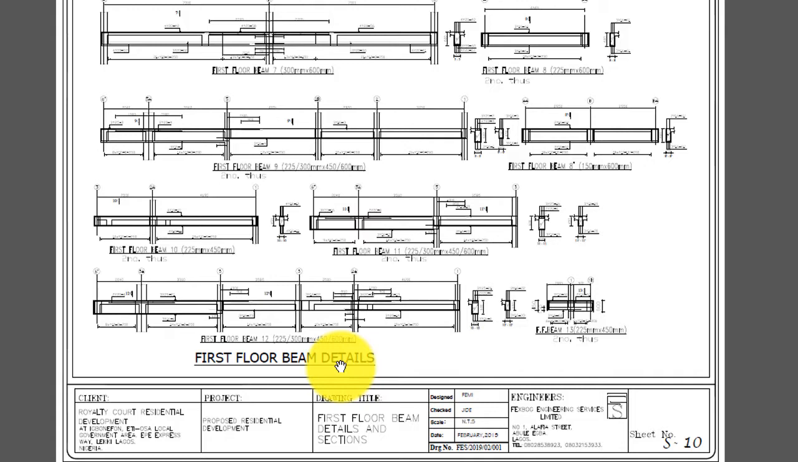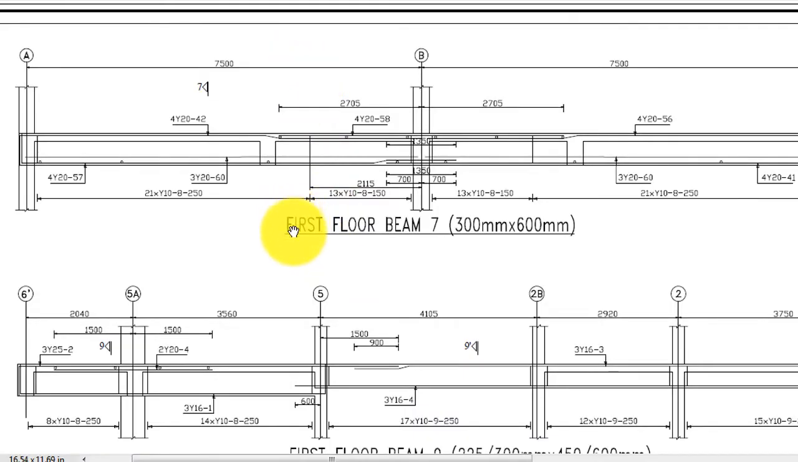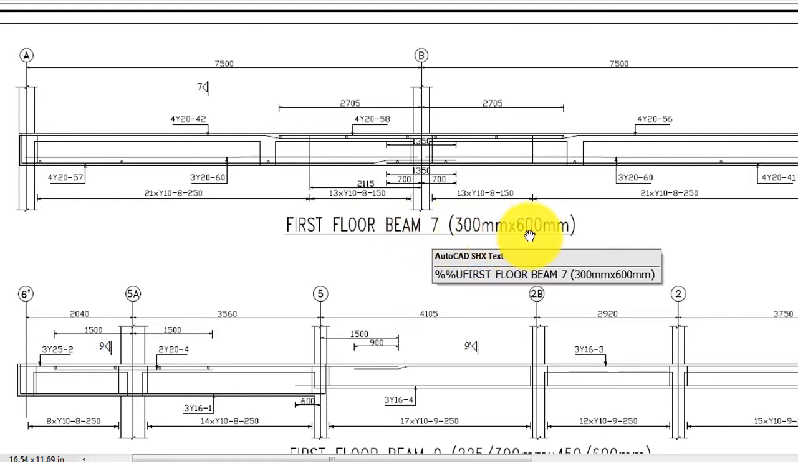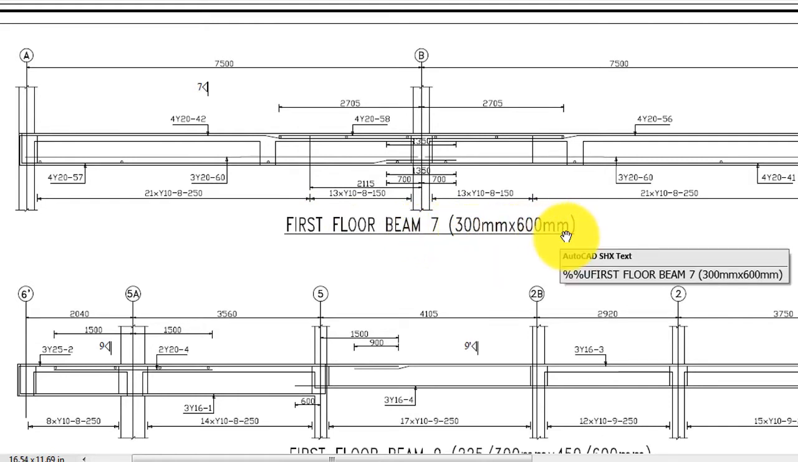This is what you actually need to arrange the steel in your beam. I mean the reinforcement, the rebar in your beam. So you're looking for beam 7. If you look at it, this is first floor beam 7. The dimension is 300 mm by 600 mm. Definitely this is the beam we are looking for.